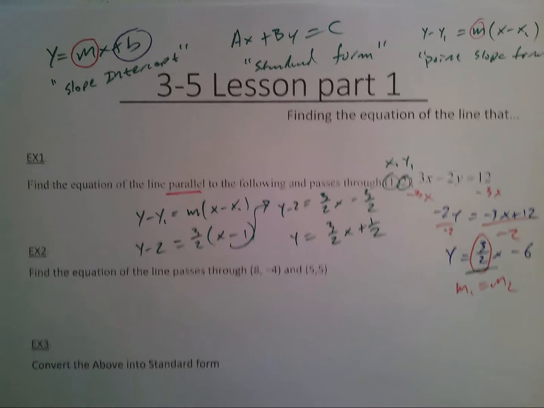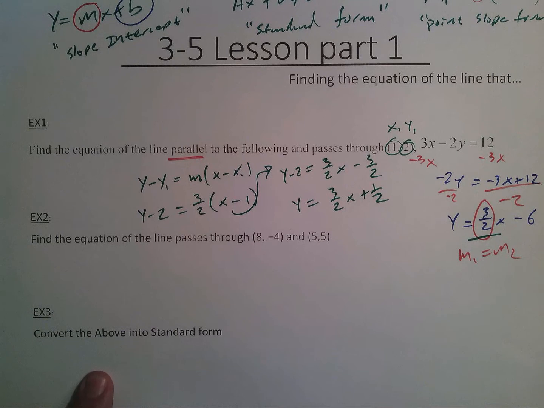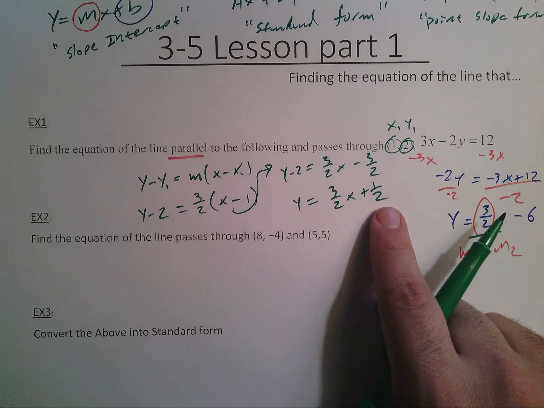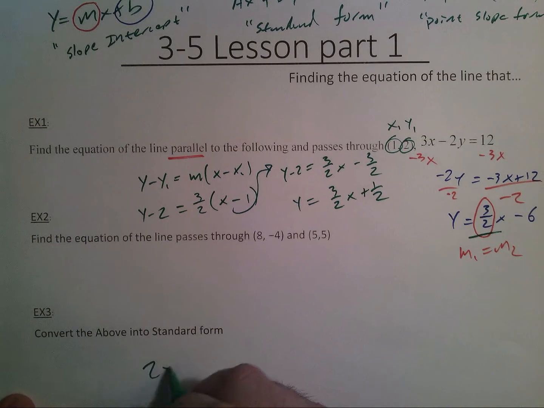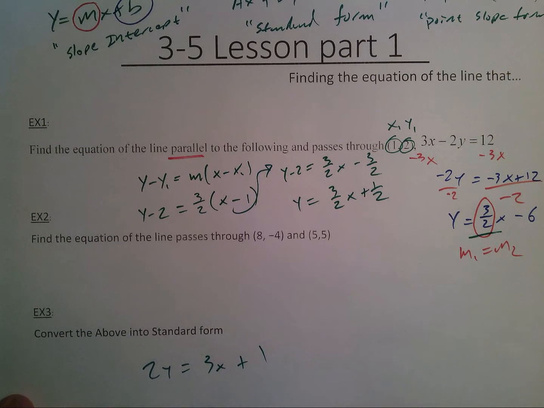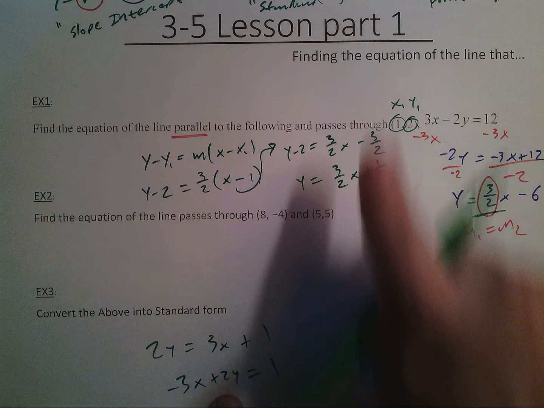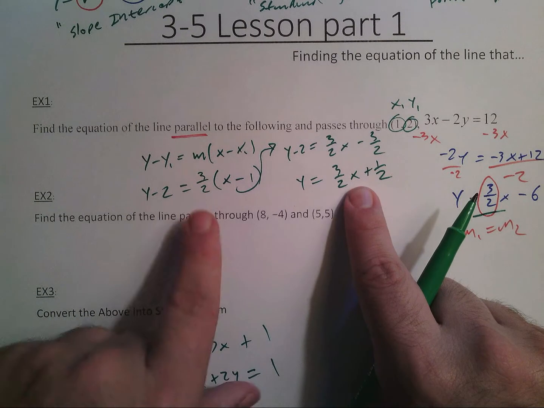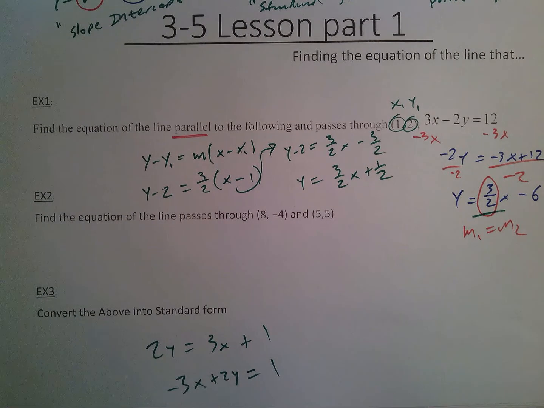Now, down here, for example 3, they want us to convert it to standard form. Well, if I want this to be in standard form, the first thing I'm going to do is multiply everything by 2. I'd end up with 2y equals 3x plus 1. And then I'd move the x to the other side to get negative 3x plus 2y equals 1. Hey, look, it's in standard form now. That was slope-intercept form, and that's point-slope form. So anytime you have a line, you can write it in a couple different ways.